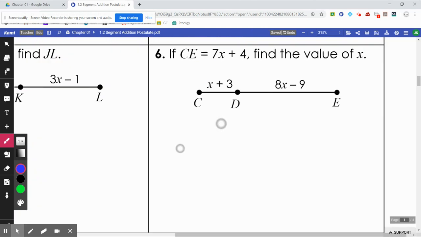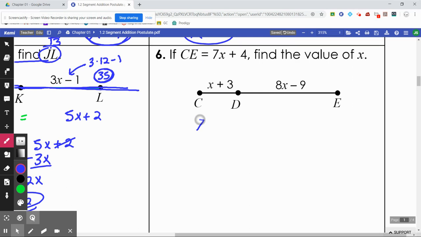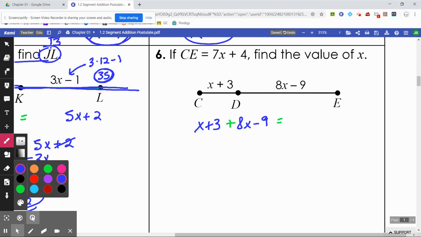Number 6. When you add the length of CD, which is x plus 3, to the length of DE, which is 8x minus 9, well, let me write that again. When you add those two lengths, it will equal the whole length. And the whole length, which is the distance from C to E, is right here, 7x plus 4.